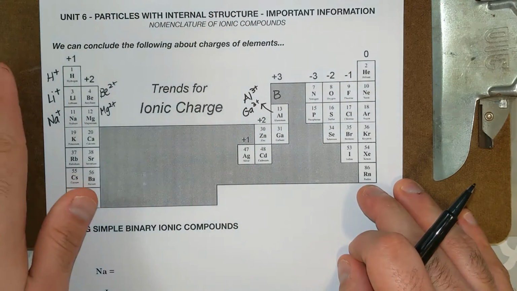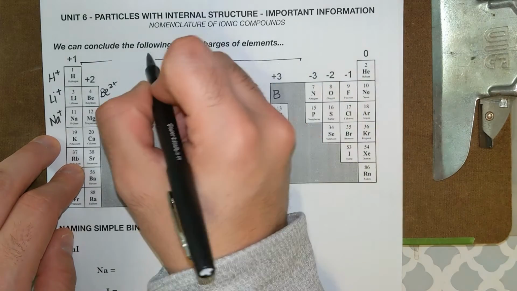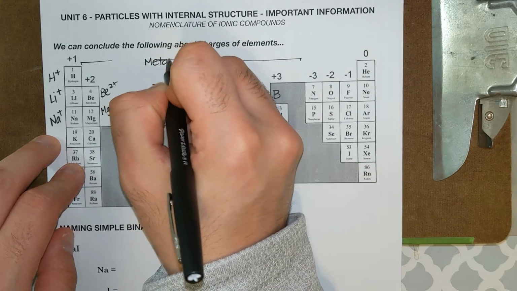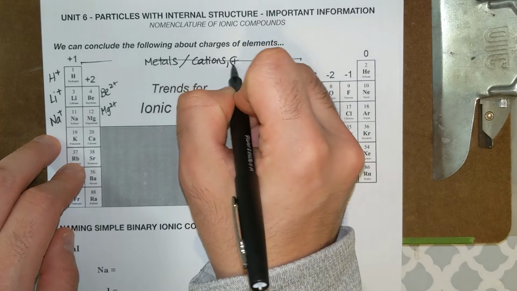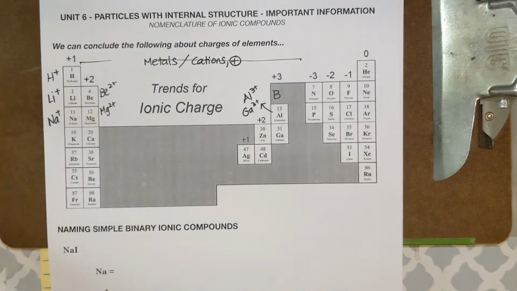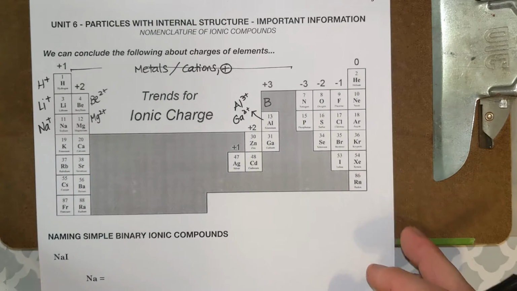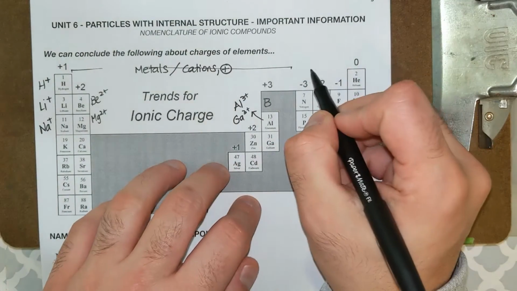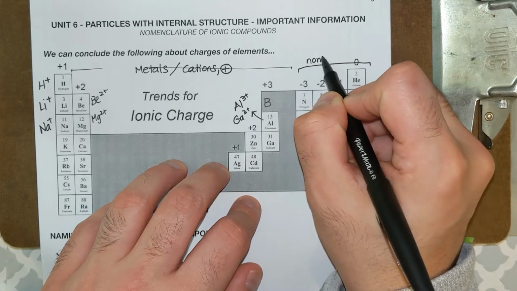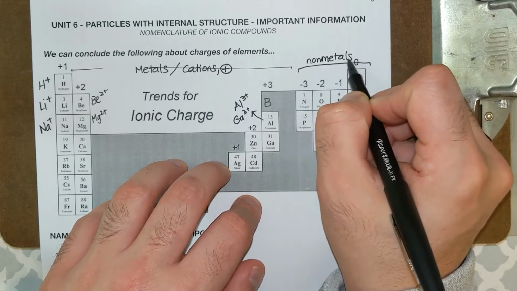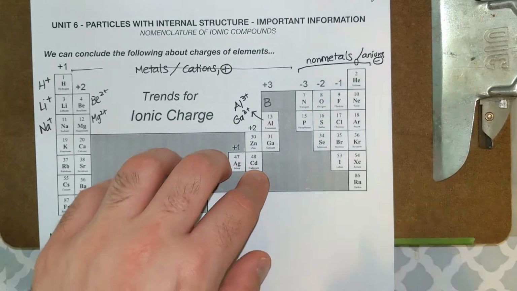That's our positive charges, and those, if you remember, except for hydrogen, are our metals, and they form cations, which are positively charged particles. So on the left side of the periodic table, these are mostly our metals that form positive charges. Now if we look at our nonmetals over here, you're going to see that they're anions and typically form negative charge.